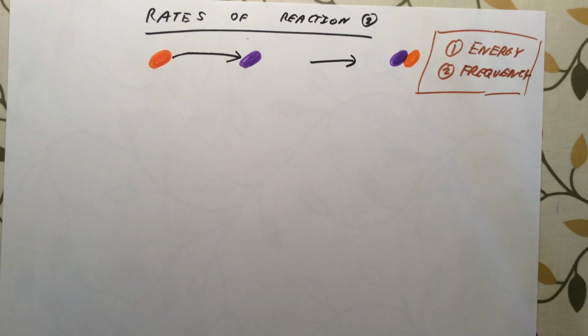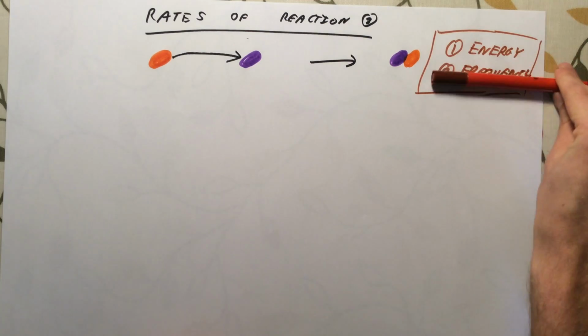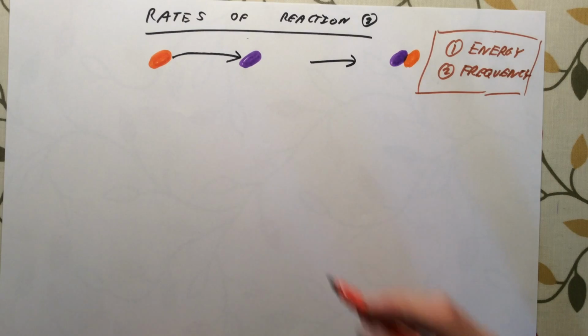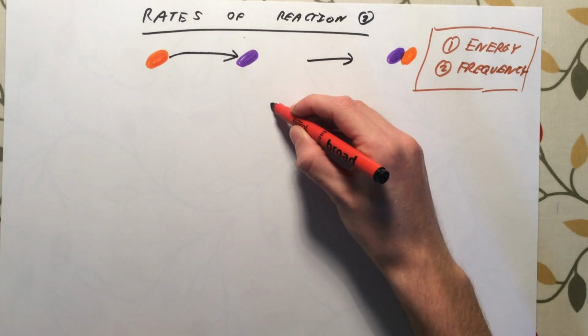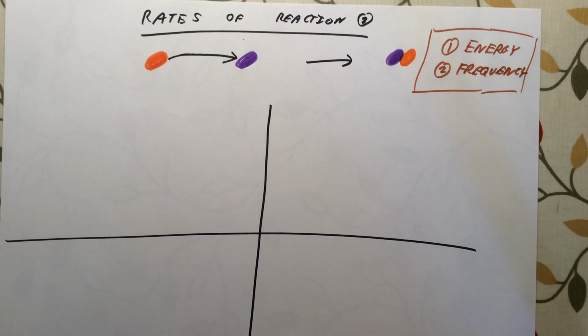Now, there are 4 ways we need to know about which will allow us to change either the energy or the frequency of collisions or both. So I'm going to divide up my page into 4. And the first one we need to know about is temperature.